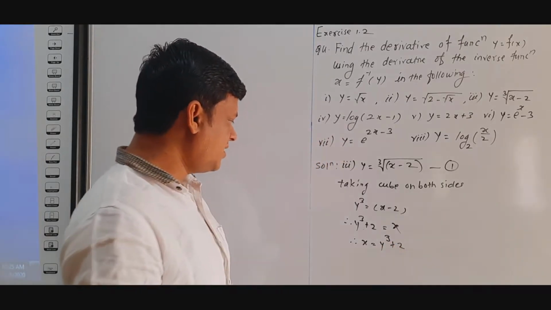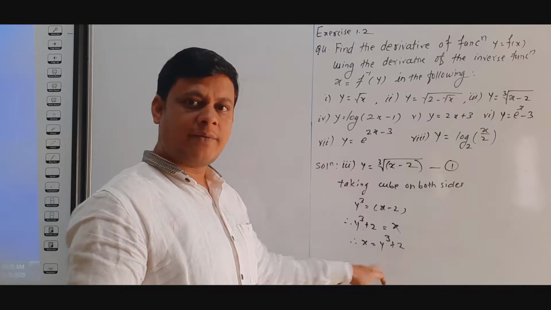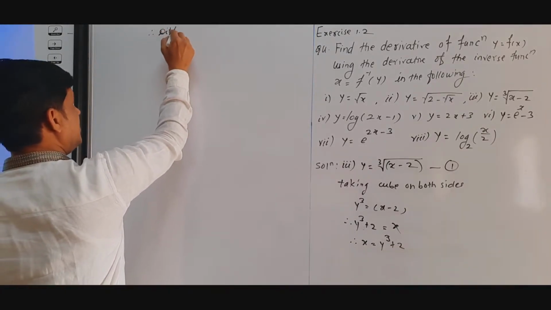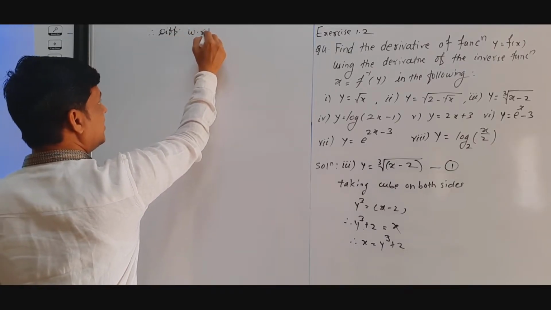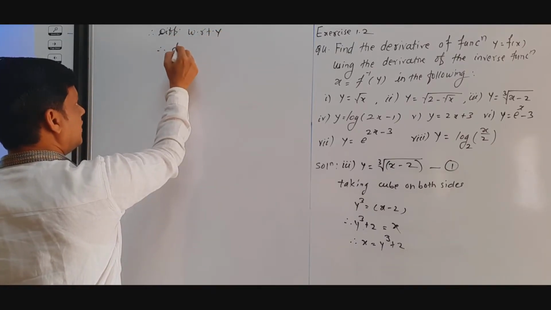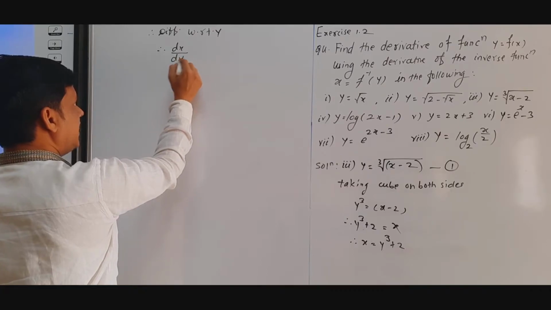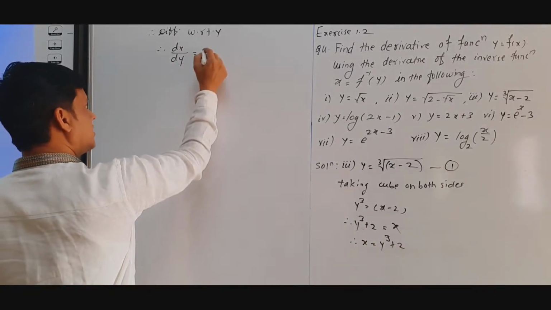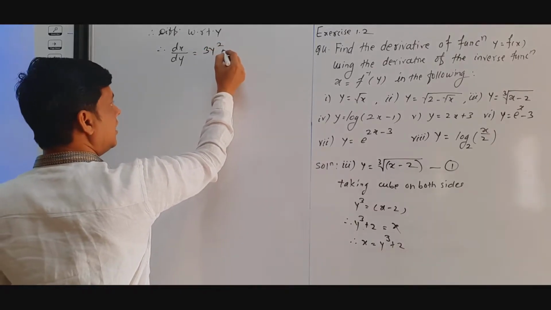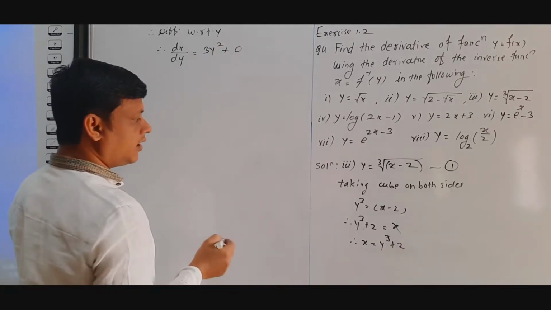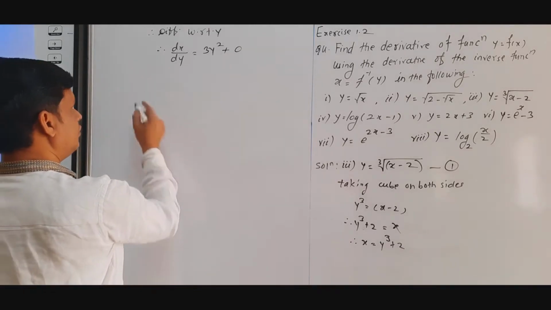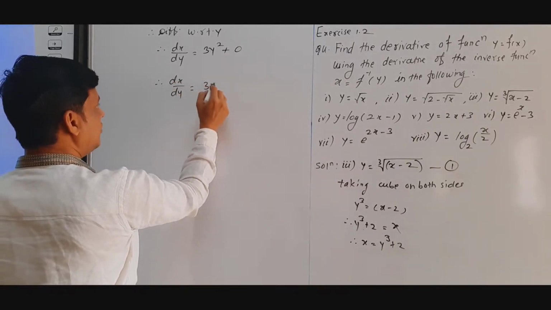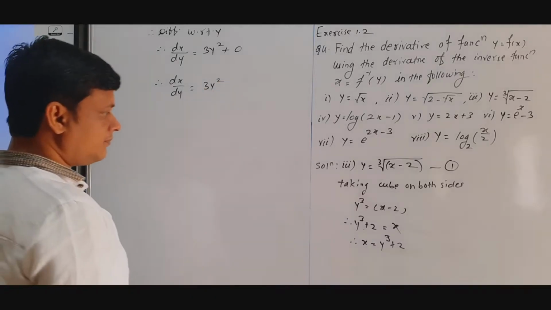Now we have to differentiate this x with respect to y. Therefore, differentiate with respect to y. On the left hand side, dx upon dy is equal to the derivative of y cube with respect to y, which is 3y square. The derivative of 2, which is a single constant, is 0. So we write dx upon dy is equal to 3y square.